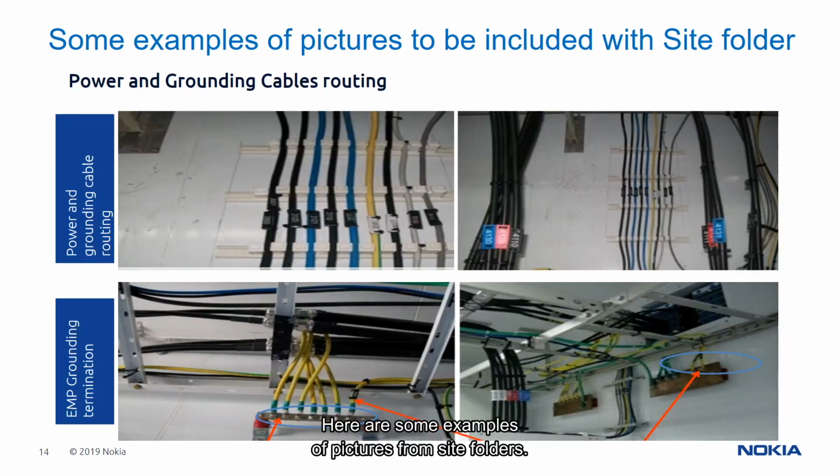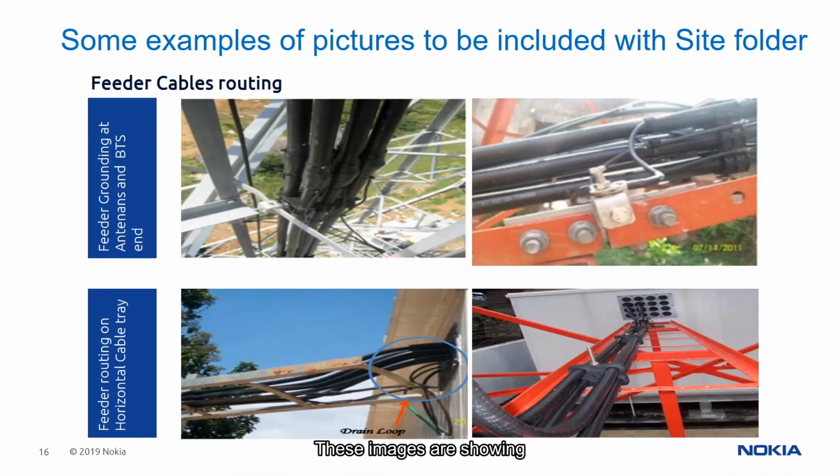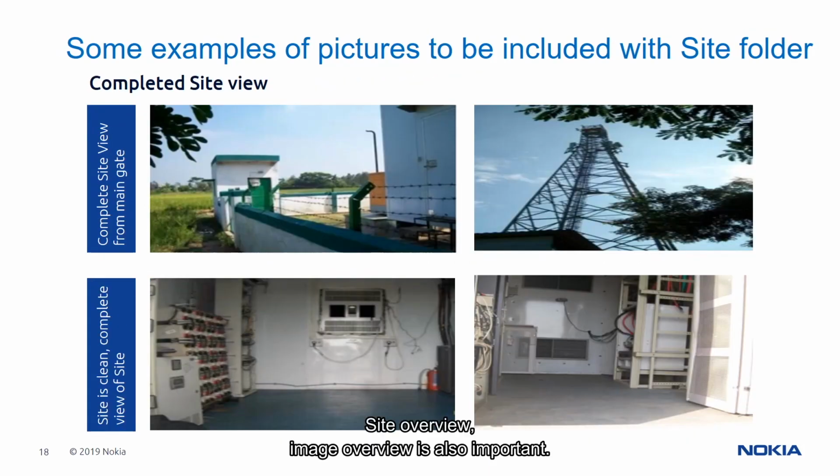Here are some examples of pictures from site folders. On this slide, you can see images of power cabling and grounding, power cabling installation views. These images are showing feeder cable lines from different views. Other images of feeder cables going to the top of the tower. Site overview, image overview is also important.